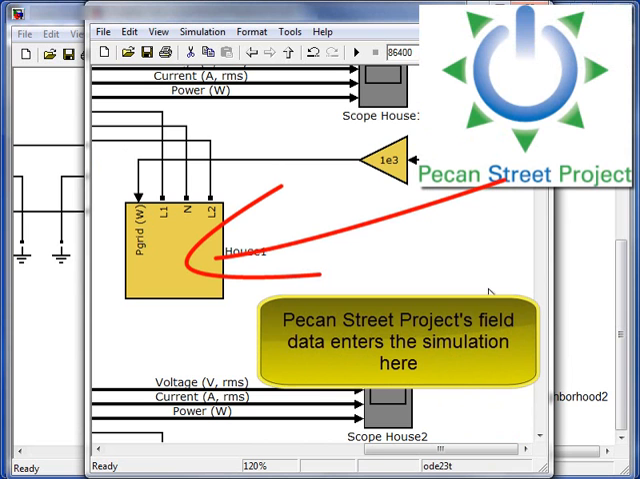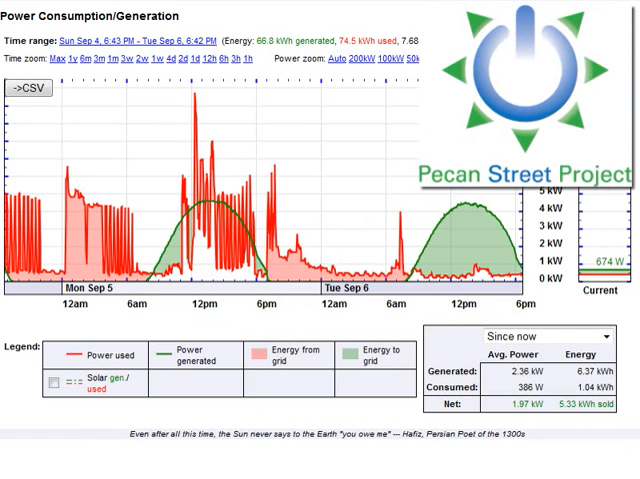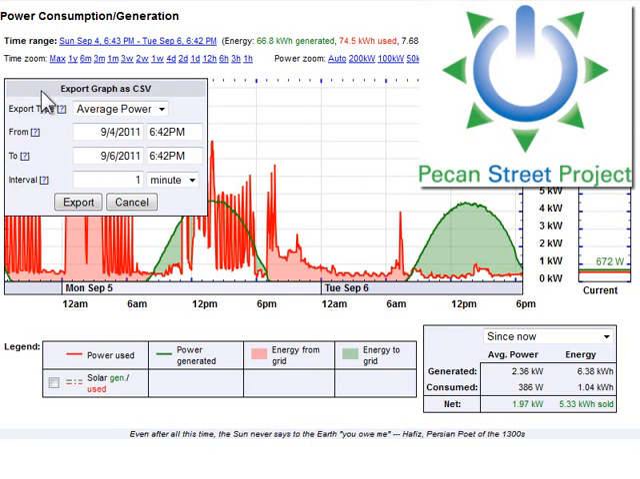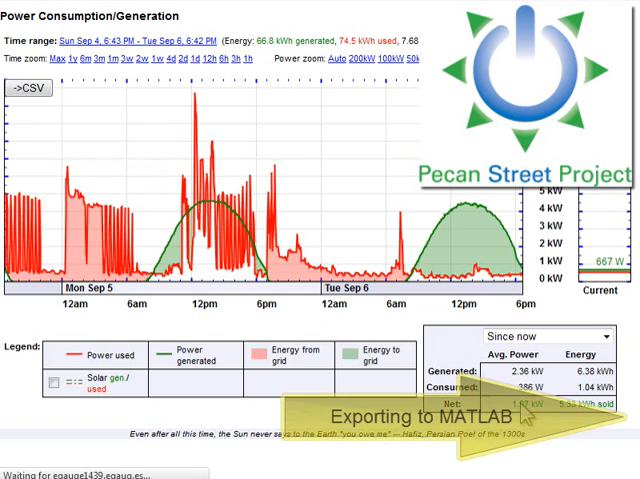The data that enters this source block comes from the eGauge website. The data from the eGauge website has solar information as well as house consumption information. This data can be exported in intervals of 1 minute.